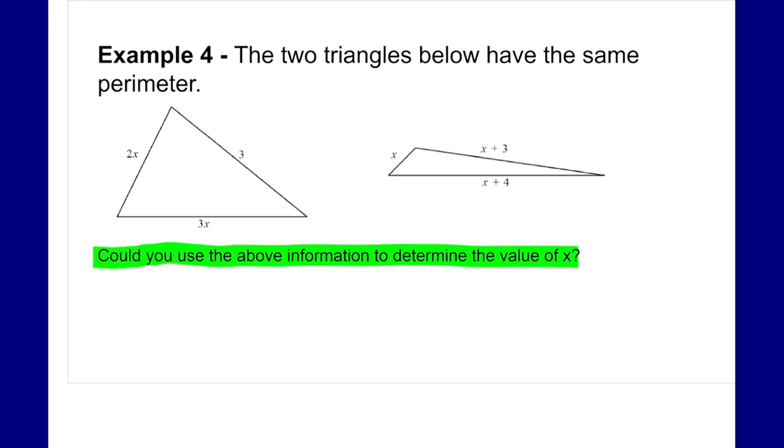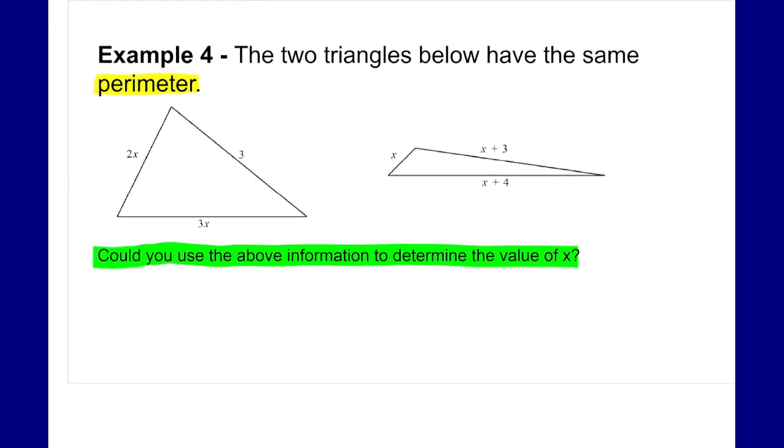It's also saying that the two triangles below have the same perimeter. So there's no numbers involved that you could highlight, all the triangles if you wanted to, each side measurement. There's no other numbers involved. There's no kind of alert words, but there is a keyword of perimeter.